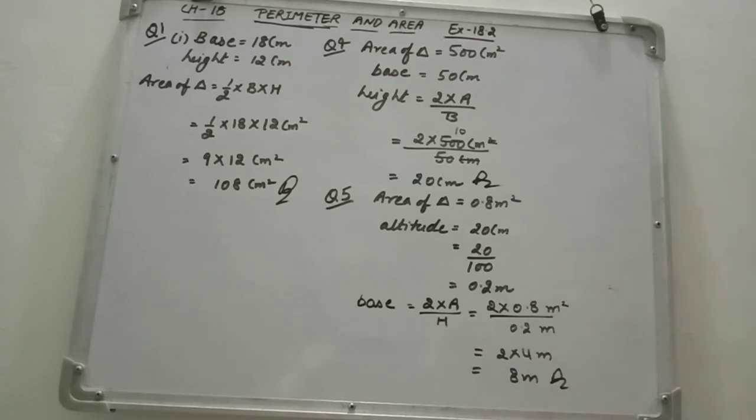Now we simply use the formula. What is our formula? Base is equal to 2 into area over height. So 2 into 0.8 meter square over 0.2 meter. Now see the statement: here after the decimal 1 digit, here also after the decimal 1 digit. So decimal cut with decimal, direct cutting. 2 8s are 4, so 4 2s are 8. Meter is our answer.